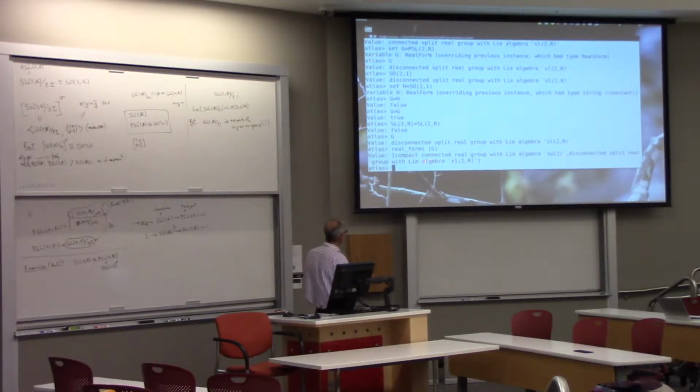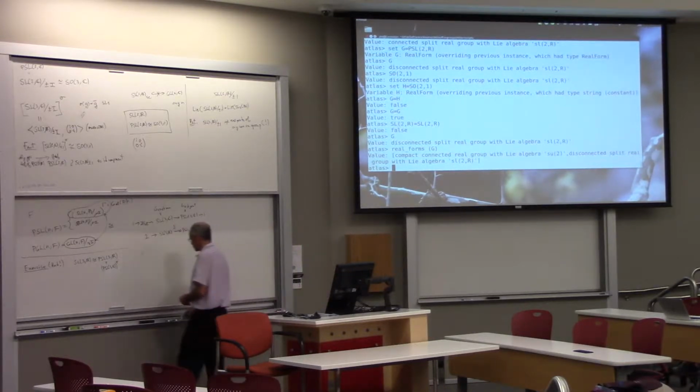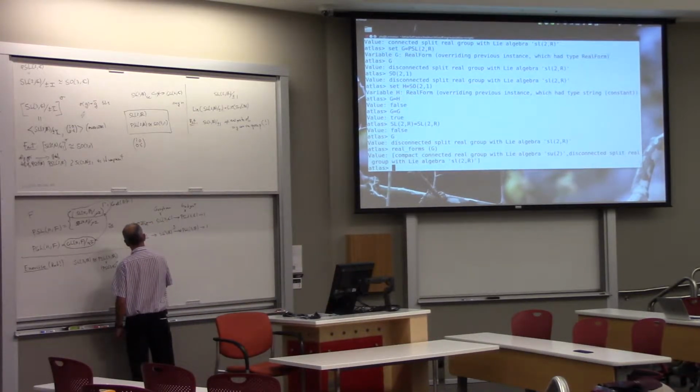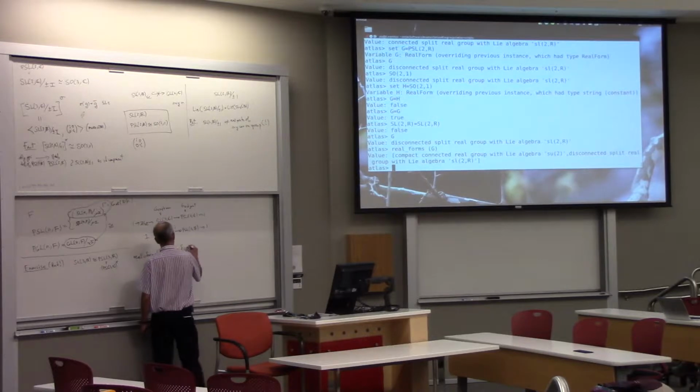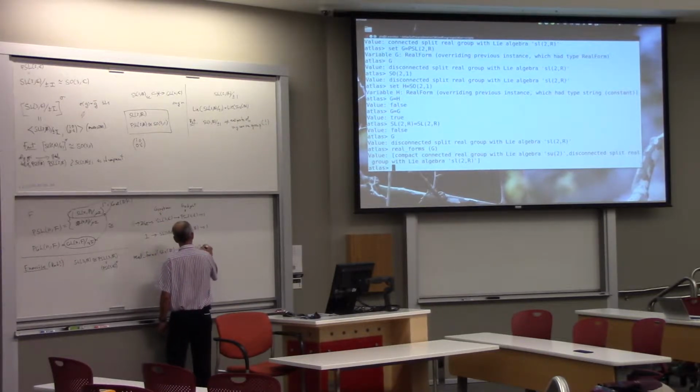The first one is a compact connected real group with Lie algebra SU2. So it's either SU2 or SO3. Well, since this group is simply connected, it's SU2, and then SL2R. So the real forms of SL2R are SU2 and SL2R.